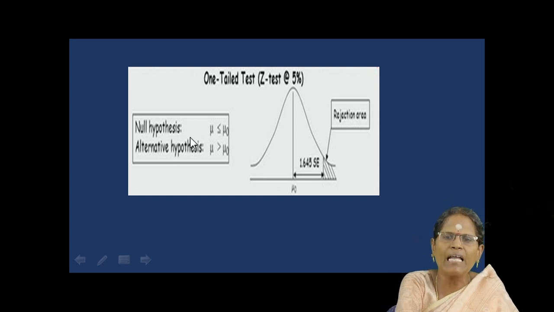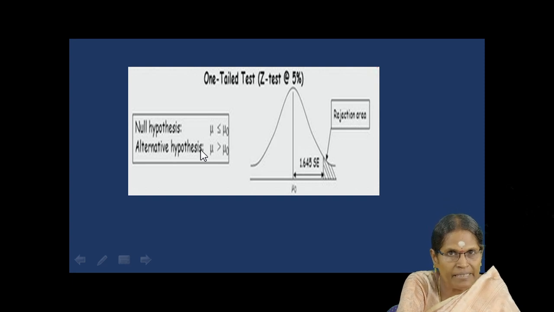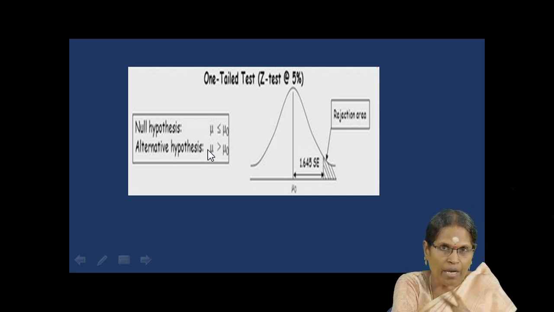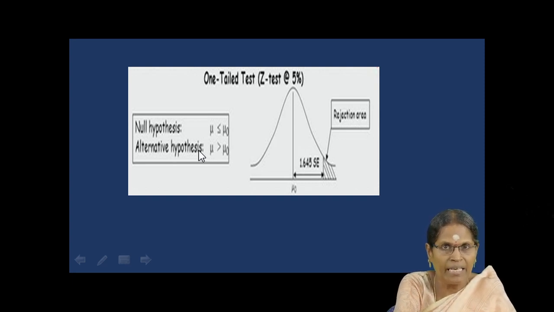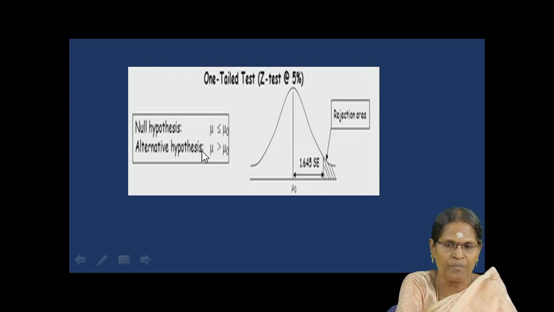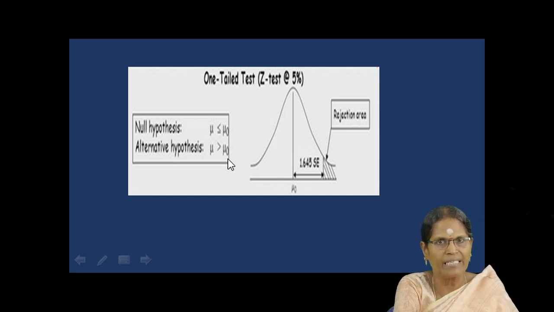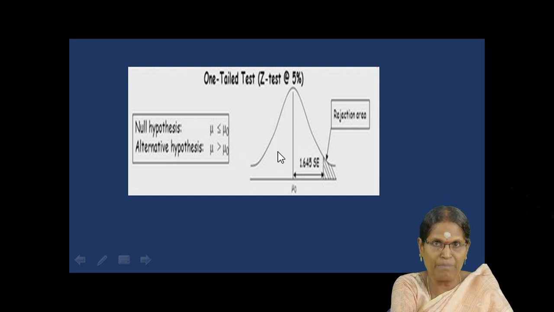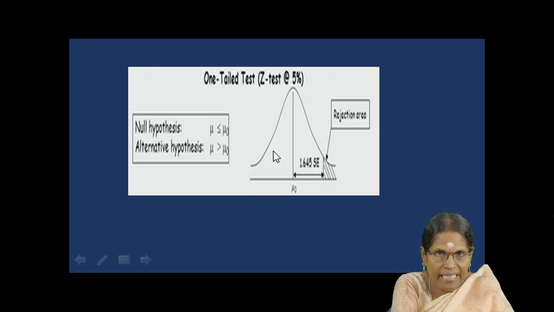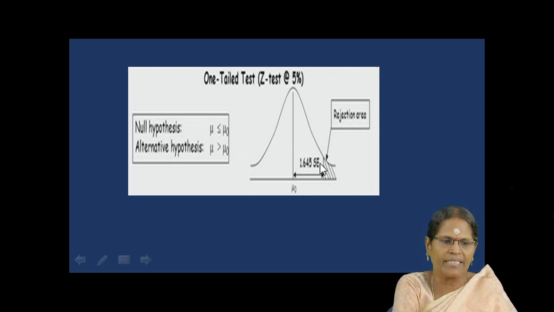So here the null hypothesis we are stating is mu, that is our expected mean, and we are comparing our expected mean and our observed mean. It may be less than or equal, so these areas can be accepted. Only when it is more than the particular limit, particular criterion, then it will be rejected.